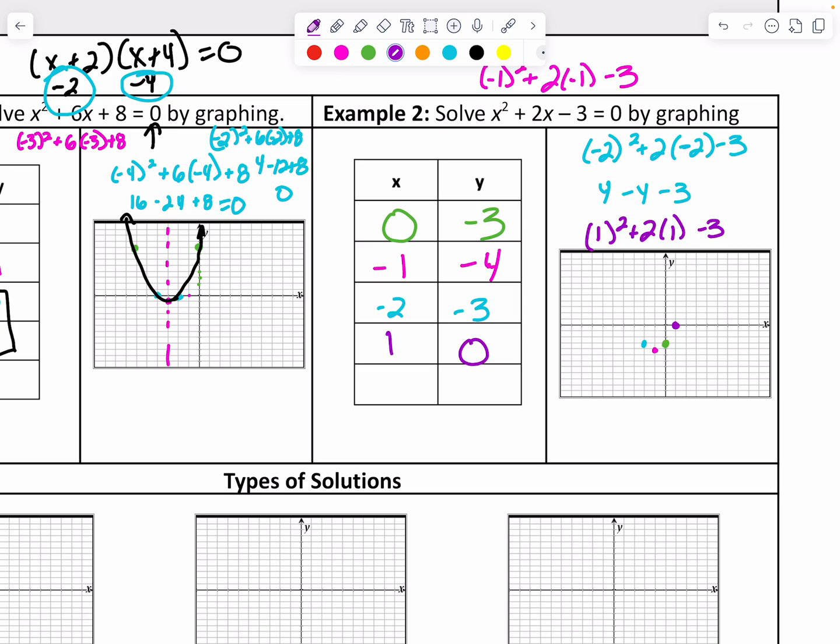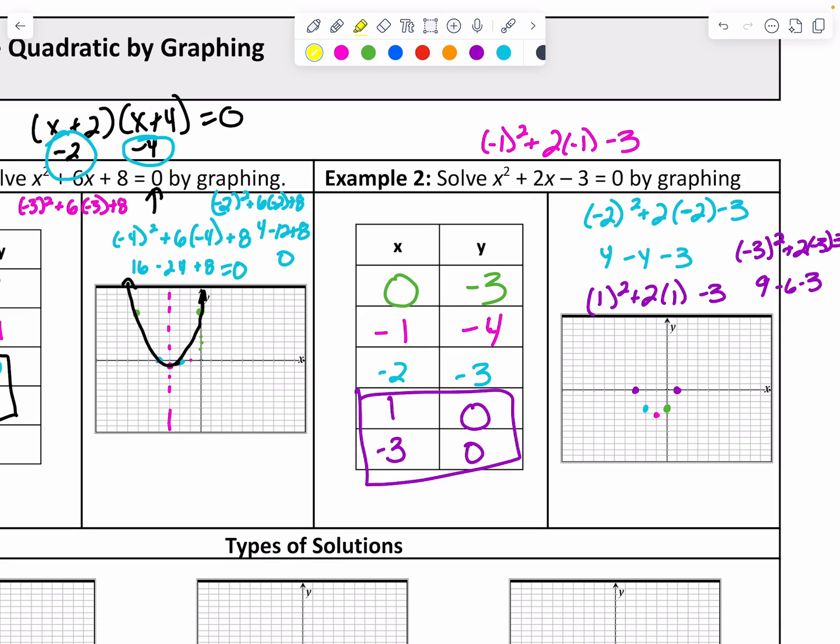And then I'll pick, let's see, negative 3. Negative 3 squared plus 2 times negative 3 minus 3. 9 minus 6 minus 3 gives me 0. So those are my roots, my solutions, my x-intercepts. If I look at this, what multiplies to be negative 3 and adds to be 2? x plus 3, x minus 1. So should I have a root at negative 3 and 1? Yeah, which I do.